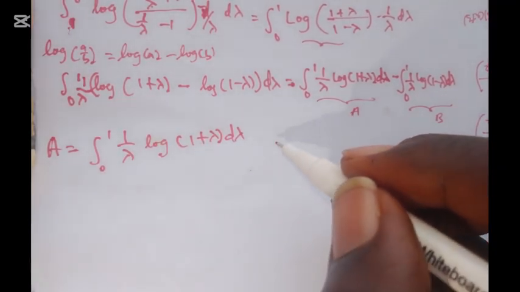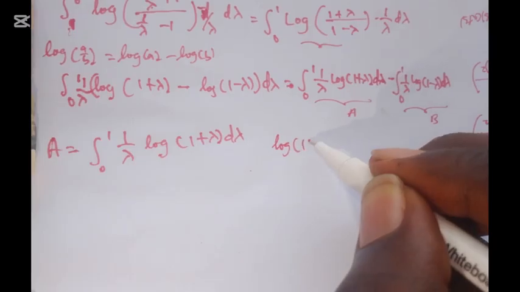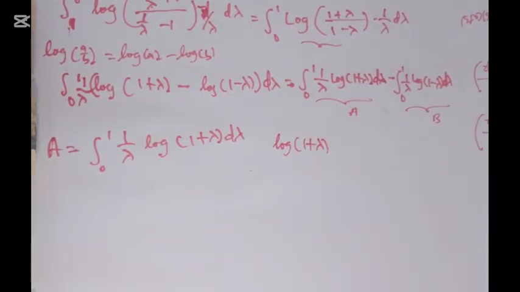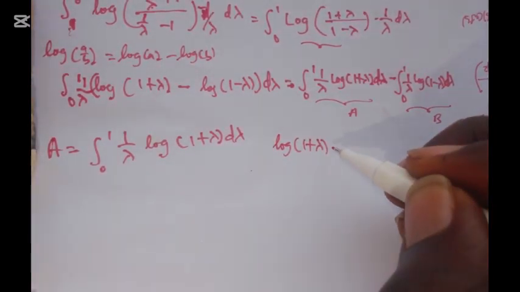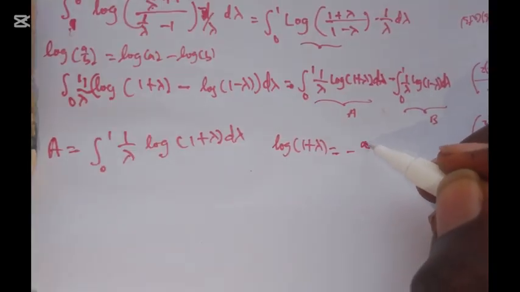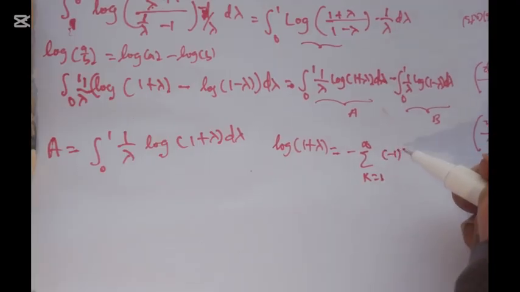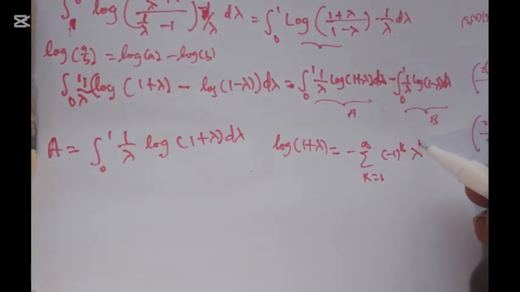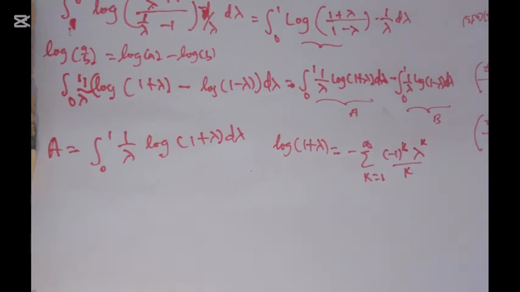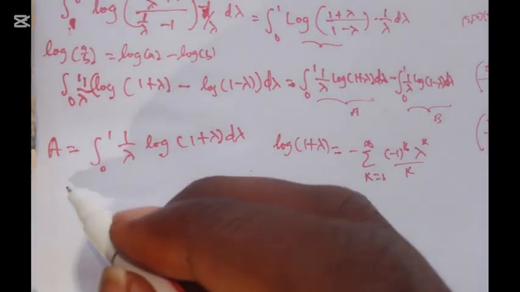Okay, so remember that log(1 + λ) is equal to negative sum of k from 1 to infinity of (-1)^k λ^k over k. That is log(1 + λ). All right, so we can now write our integral as follows.